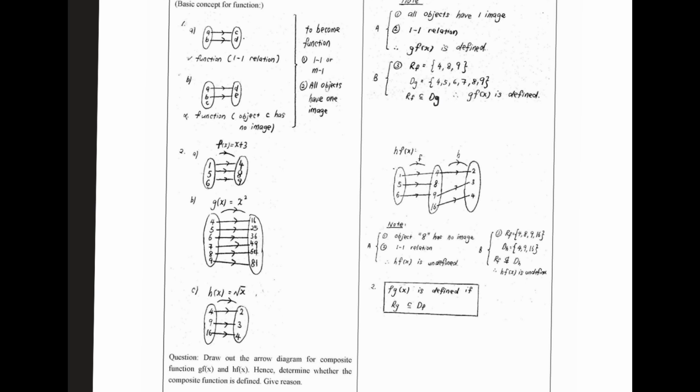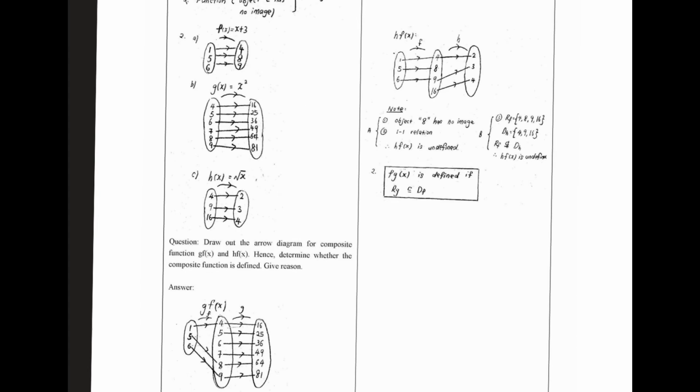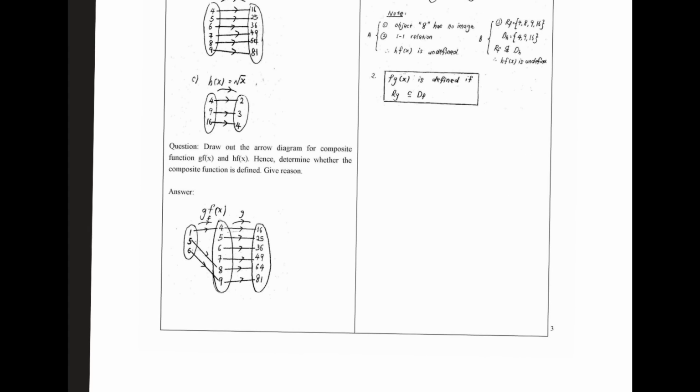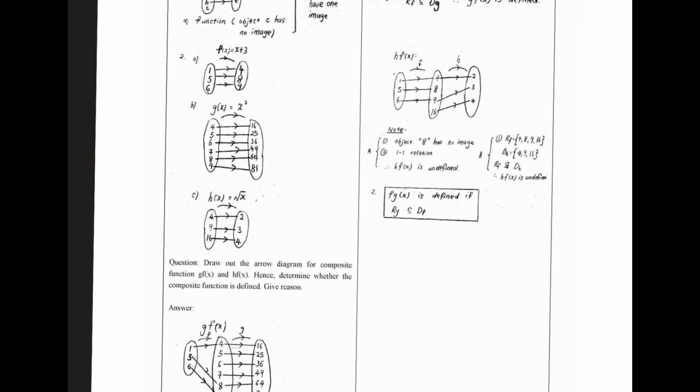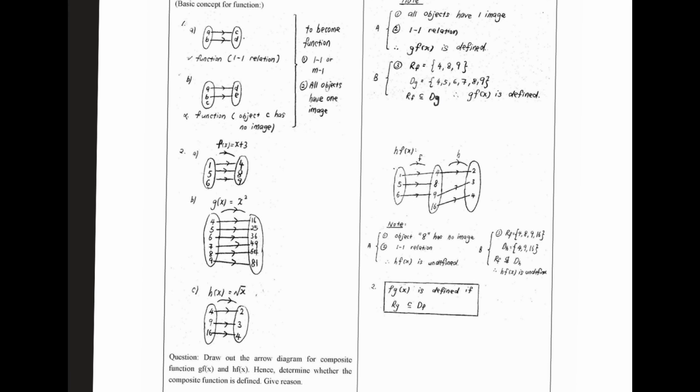Okay, so how are we going to take it? That means you look at this arrow diagram. The range of the first function must be a subset of the domain of the second function. So that is how we take it. The range of the first function must be a subset of or equal to the domain of the second function.